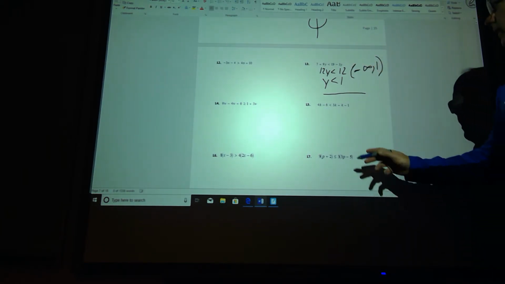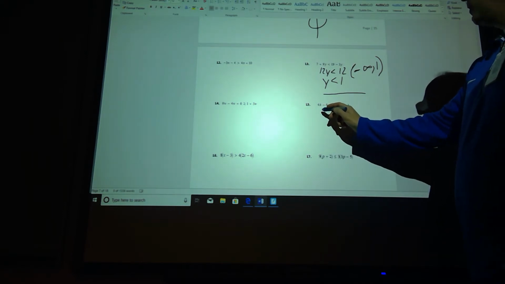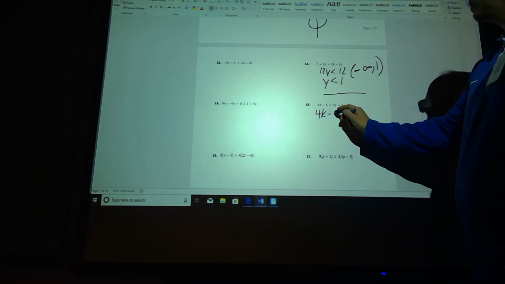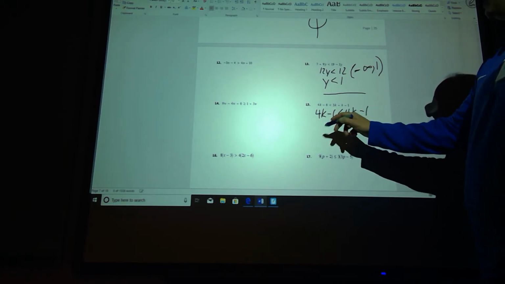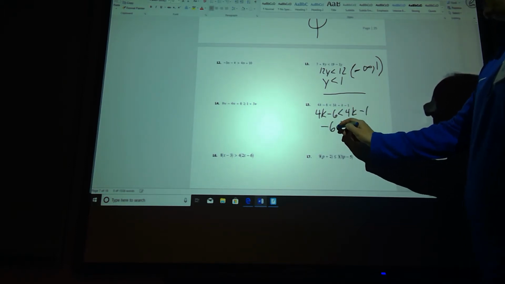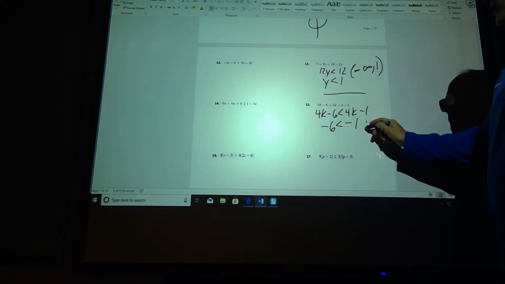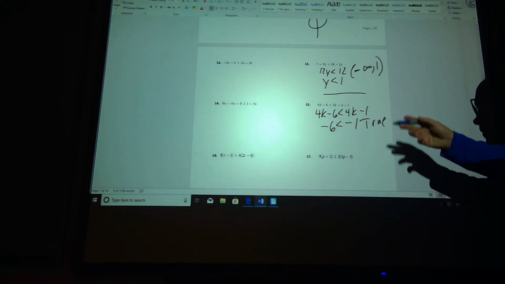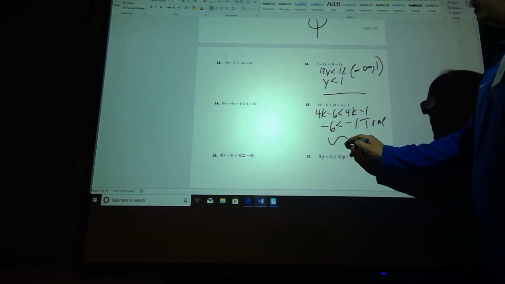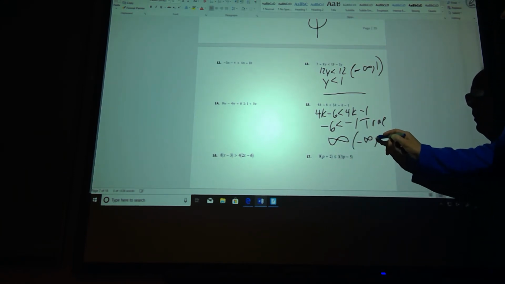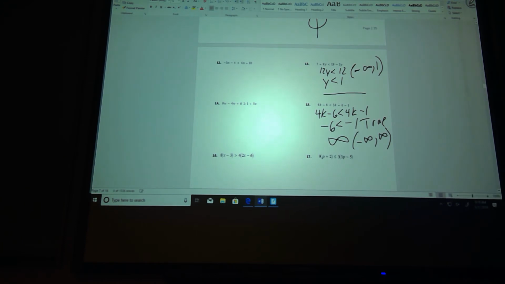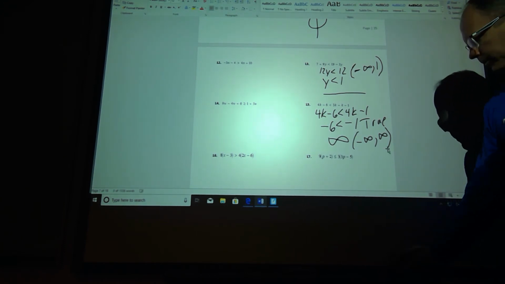Number 15, let's combine our like terms. So I get 4k minus 6 is less than 4k minus 1. Subtract 4k from both sides, I get -6 is less than -1. That's true, and all our variables are gone. So we have an infinite solution. So we could say in interval notation, negative infinity to positive infinity would be our answer.